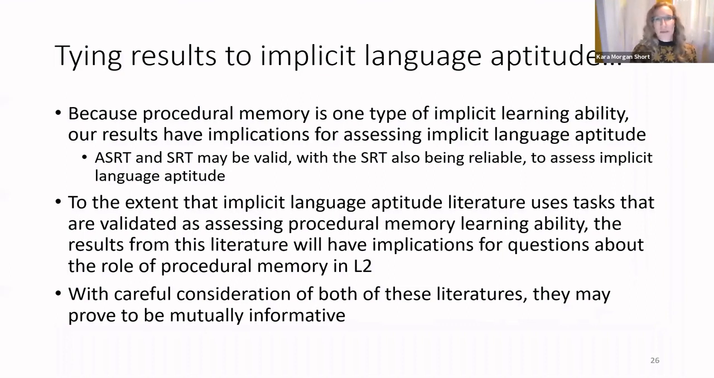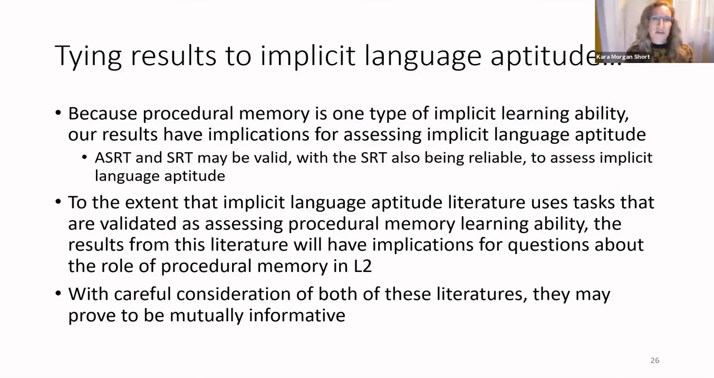So these seem to both be tapping potentially a similar construct. Okay. Now, tying our results back to implicit language aptitude, really the topic of this symposium, we have a couple of observations. Because procedural memory is one type of implicit learning ability, we think our results have implications for assessing implicit language aptitude. And that is that the alternating serial reaction time task and the serial reaction time task may be valid for this purpose.